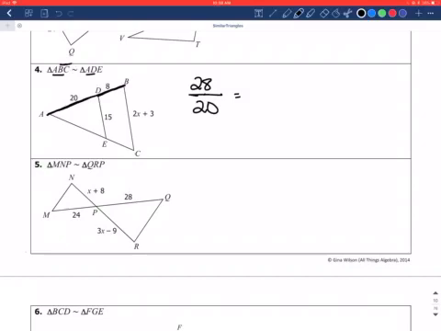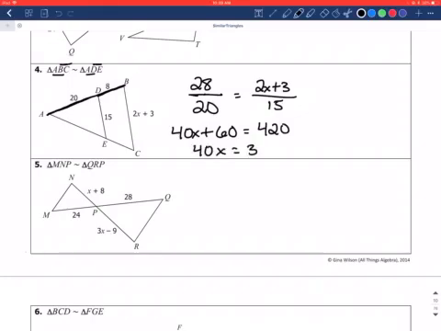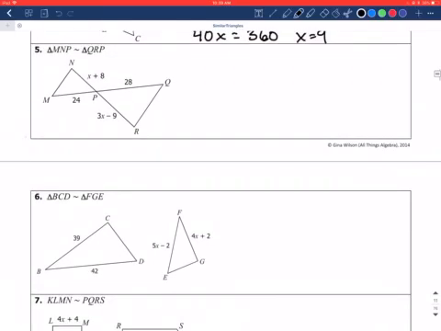And then from there, we know that's going to be proportional to BC, which is 2x plus 3, and DE, which is 15. So we'll do 40x plus 60 equals 28 times 15, which will be, let's see, 420. And then 40x equals 360. X will be 9. There you go.